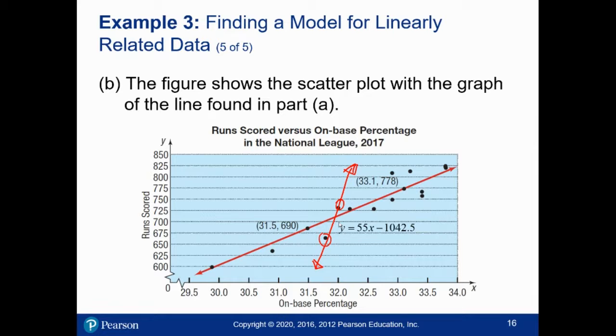What you could also have done is hand-drawn a line that you think looks the best, and then find 2 points closest to it. So if I just hand-drew a line that I thought was the best fit, I might say, you know, this point here and this point here look like very good fits to the line, and then I would go from there.